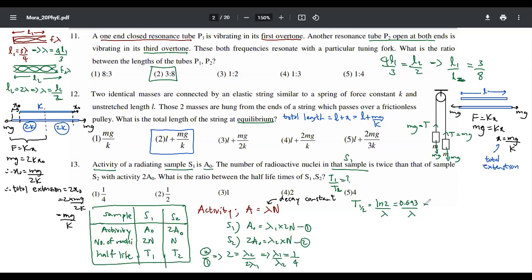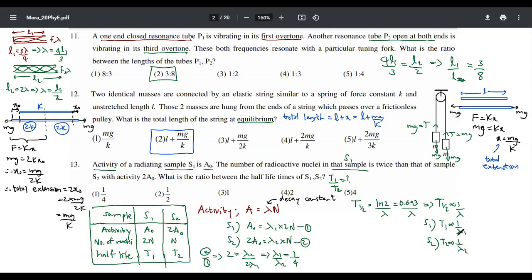That's a constant. Therefore, you can say half-life is proportional to lambda. Sorry, inversely proportional to lambda. Okay, so for sample S1, if I write the equation, it will be T1 proportional to 1 over lambda 1. For sample S2, T2 proportional to 1 over lambda 2.